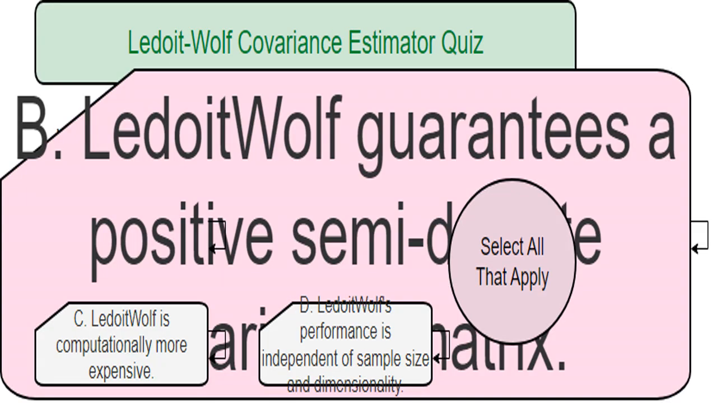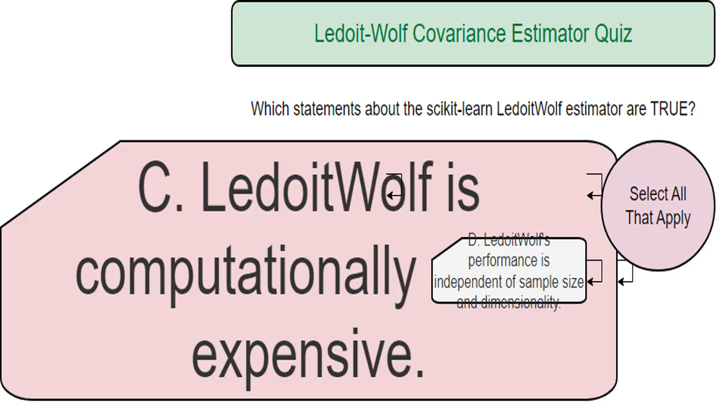The LedoitWolf method is really good at making sure its estimate is mathematically valid. Covariance matrices have to be positive semi-definite. This is a mathematical property. In simple terms, it means the variance of each variable is non-negative. The sample covariance matrix often fails this when dealing with lots of variables and a small number of samples. LedoitWolf solves this problem.